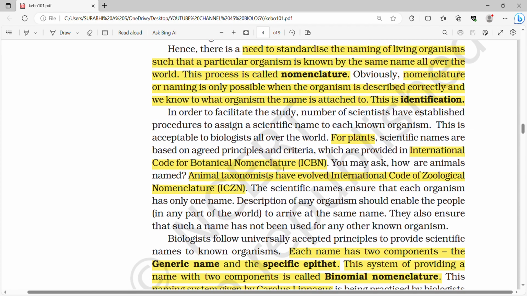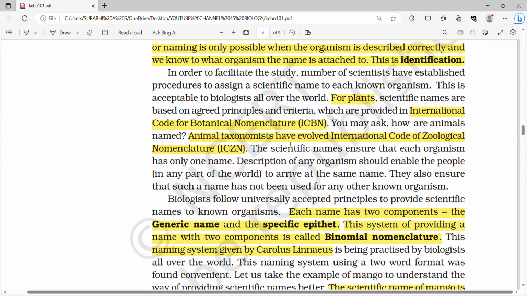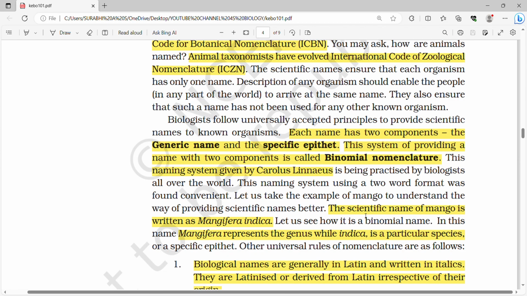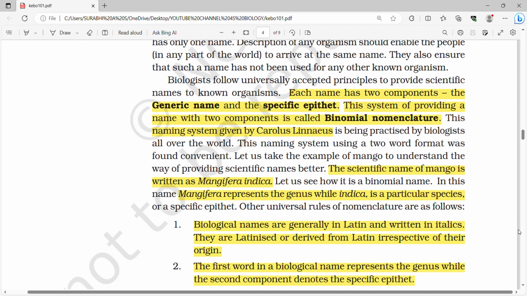For plants, the naming is provided by the International Code for Botanical Nomenclature, ICBN. This full form is very important. Animal taxonomists have evolved the International Code of Zoological Nomenclature, that is ICZN. These two are important. The name will have two components, that is the generic name and specific epithet, that is nothing but genus and species. This is called binomial nomenclature. The naming system was given by Carolus Linnaeus.